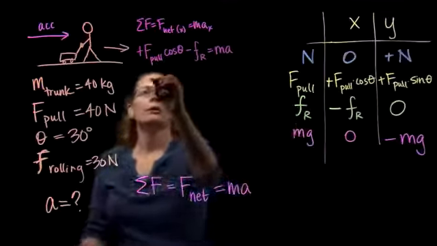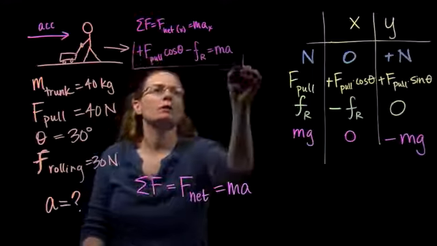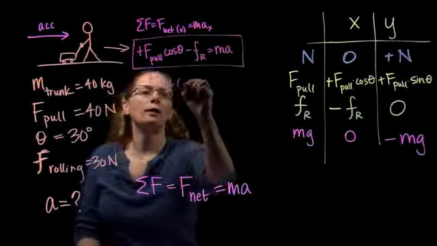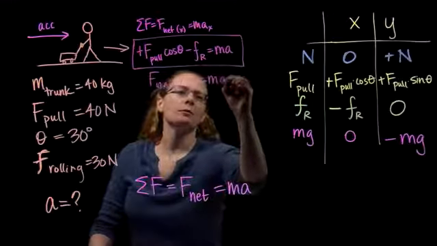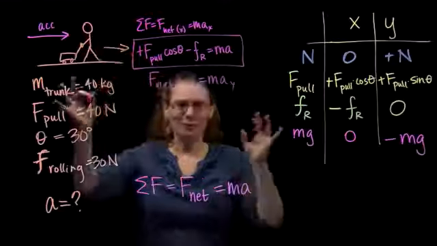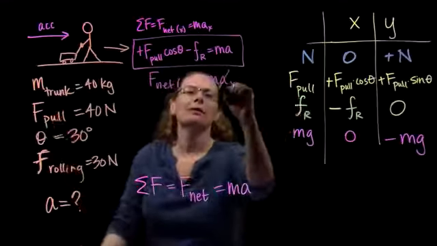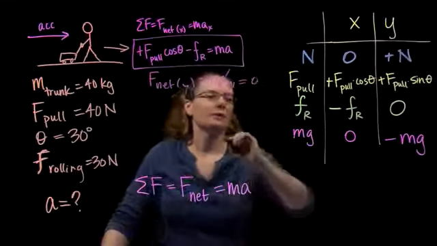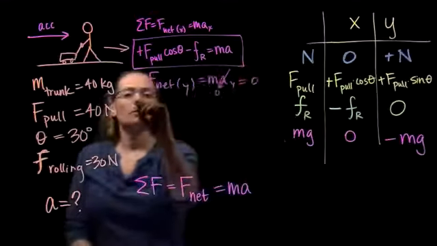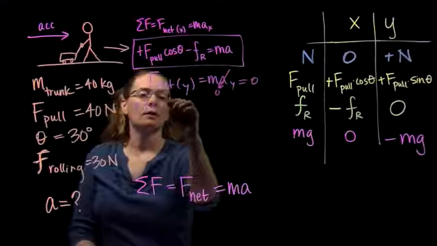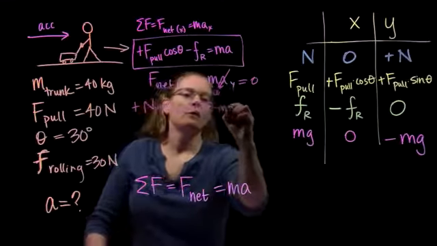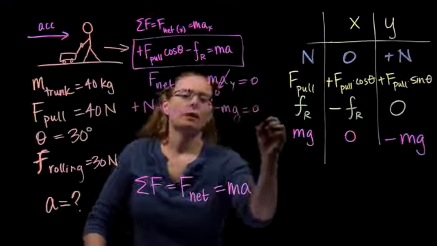Now in the y direction, so here's one equation. In the y direction, F net in the y direction equals mass times acceleration in the y direction. Well, in this direction, we said there was no acceleration. Everything has to be balanced. All the forces have to add up to 0. So what do we have? Add them up. We've got 3 this time. So a positive normal, a positive pull times sine theta, and a negative mg. Those forces all have to add up to 0.